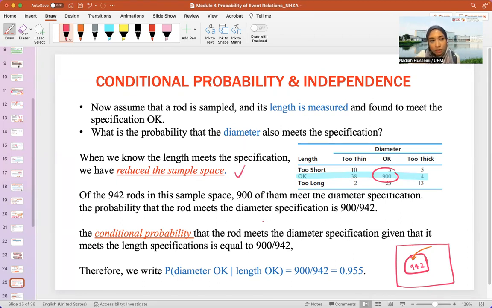So how do we write conditional probability? It is P of diameter okay, bar, length okay. I don't know what this symbol is called, bar, I think. Let me double check on that. I need to know the symbols. Let's just call it bar for now. Now look closely here. It says diameter okay and then length okay. What was the info that I had when I reduced my sample space? Was it length or diameter?